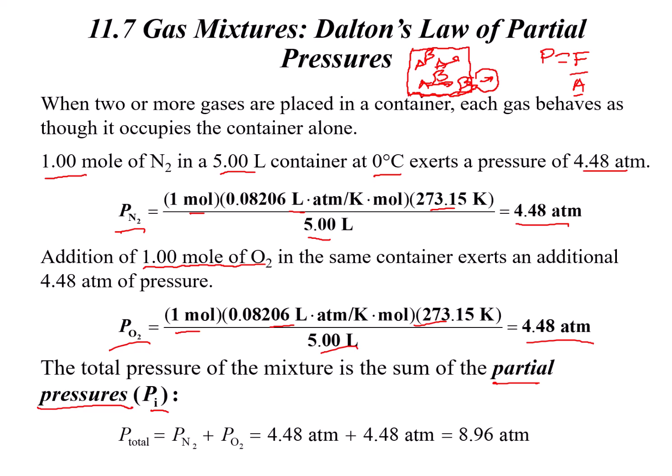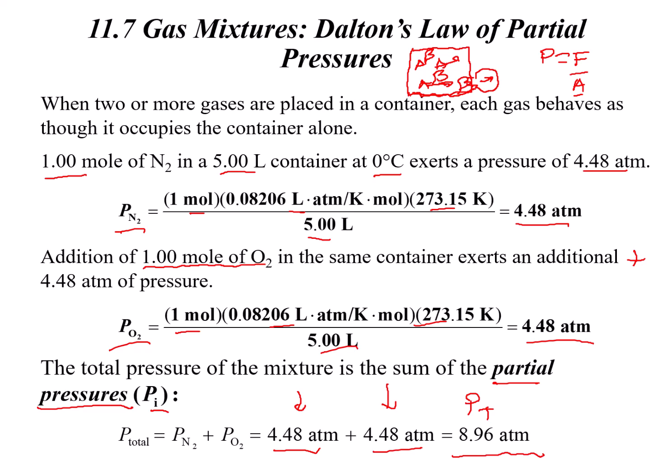So what do you think the total pressure is inside the container? Well, hopefully you know that you would add these two together and you would get the total pressure in the container. So this is PT, the total pressure. The pressures of each gas are summative. So the partial pressure of nitrogen plus the partial pressure of the oxygen gives us the total pressure of 8.96 atmospheres. Summative.